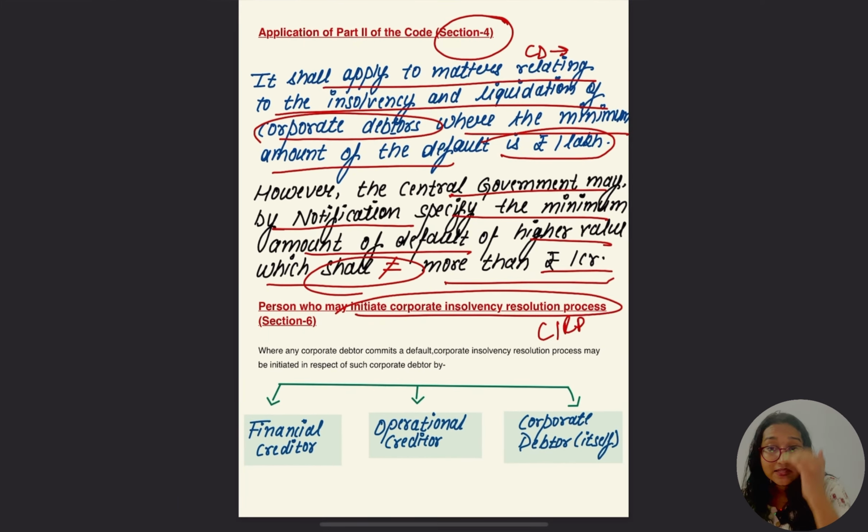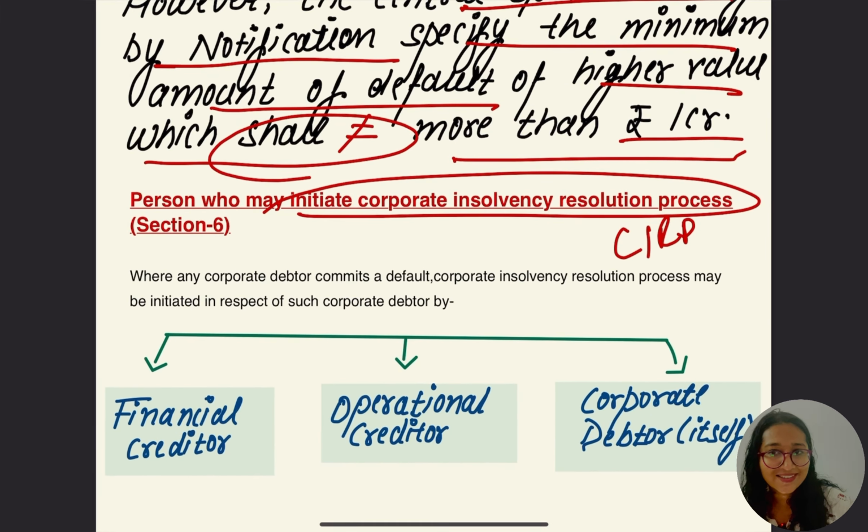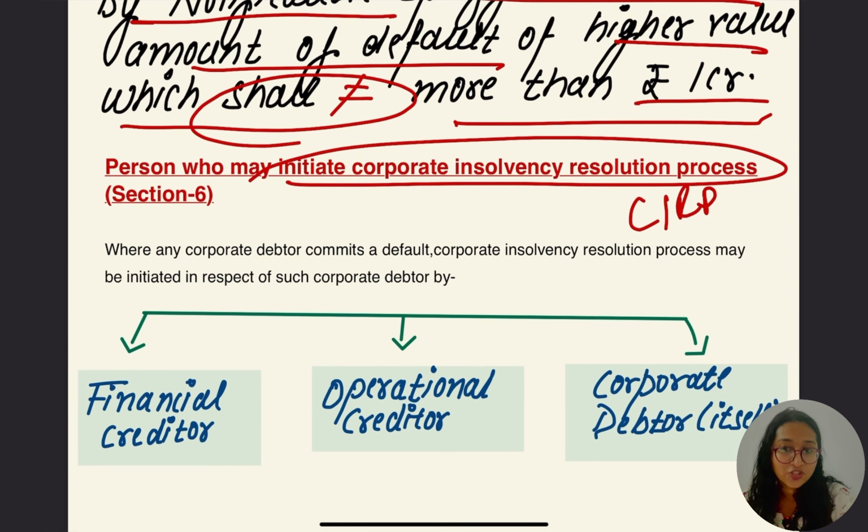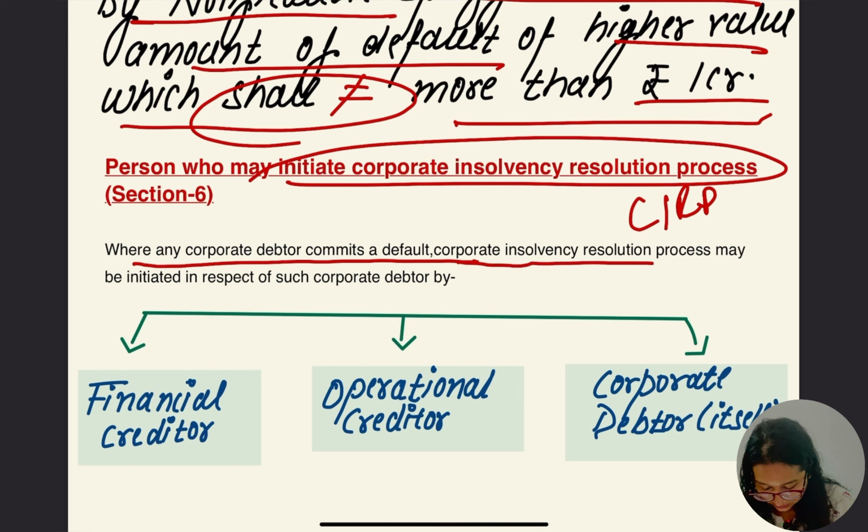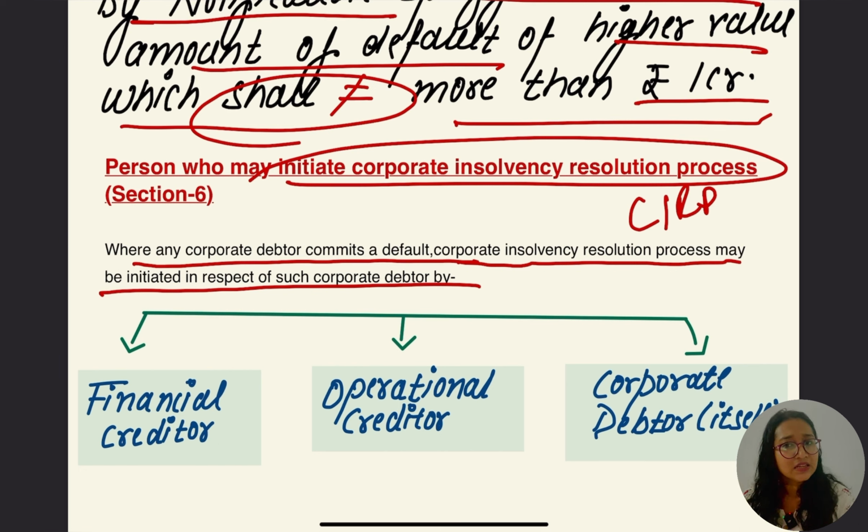So there are three people under Section 6 who can initiate the CIRP. First is the financial creditor, second is the operational creditor, and third is the corporate debtor itself. Let's check what I have written. If the corporate debtor commits a default, the corporate insolvency resolution process may be initiated in respect of such corporate debtor by the FC, the financial creditor, the OC, the operational creditor, and third, the CD, the corporate debtor itself. Hope this part was clear.